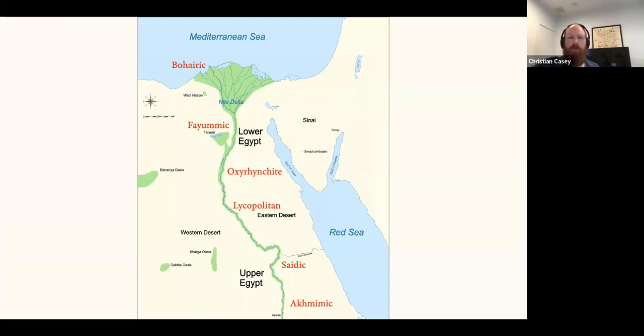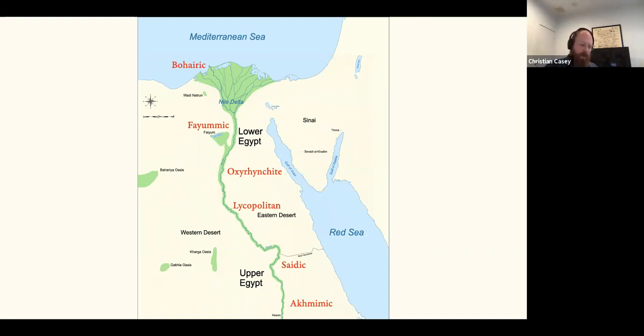Among those, Bohairic and Saidic are the most common. And it's likely that Saidic was an urban dialect. So we can imagine it being spoken in Thebes, which was one of the largest cities in Egypt, but also in the north in Memphis and maybe even in Alexandria. It was probably a sort of unified urban dialect.